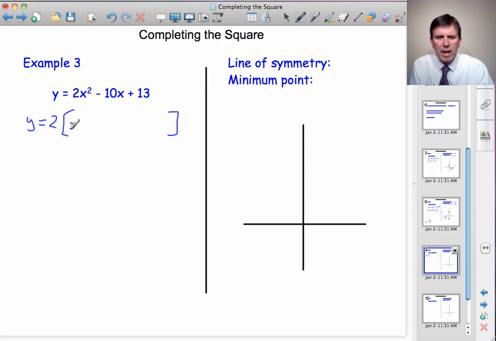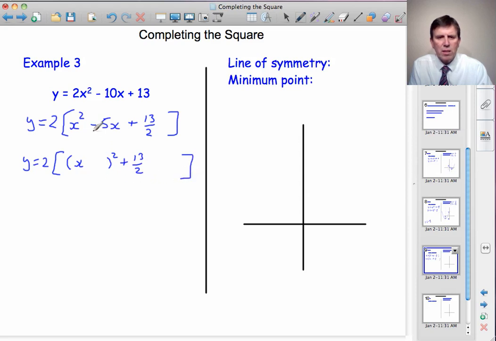2 multiplied by x squared gives me 2x squared. 2 multiplied by minus 5x will give me minus 10x. And 2 multiplied by plus 13 over 2 will give me 13. So I allow myself to have improper fractions involved in the bracket. Now let's complete the square within the square bracket. So y is equal to 2. If I'm completing the square here, I want x in a bracket squared plus 13 over 2. Leave enough space to do the subtraction on the end.